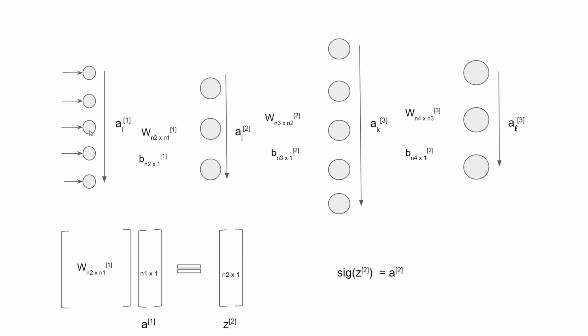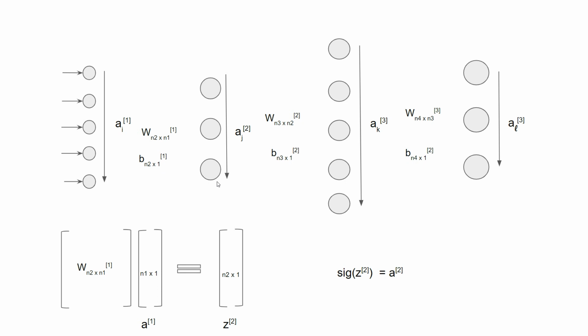Here we can see that the output of the ith unit is ai1 for the first layer, the output of the jth unit is aj2 for the second layer, the output of the kth unit is ak3 for the third layer, and the output of the lth unit is al4 for the last layer. For transition from the first layer to the second layer, we use the weight matrix. The weight matrix w1 is of dimension n2 cross n1, along with the bias vector b1 of dimension n2 cross 1.